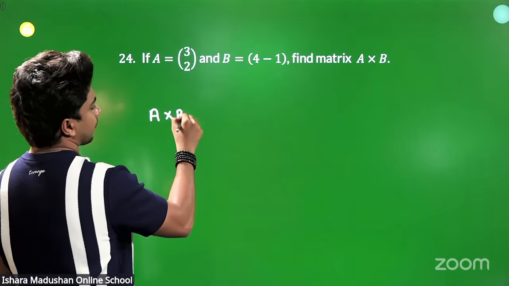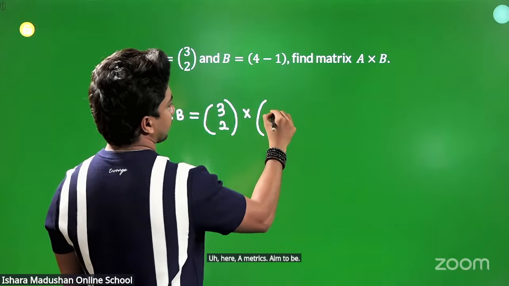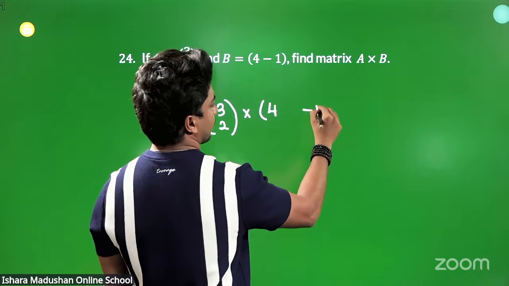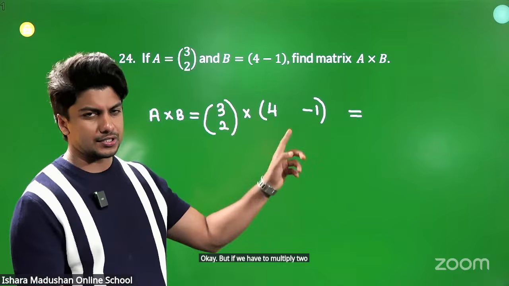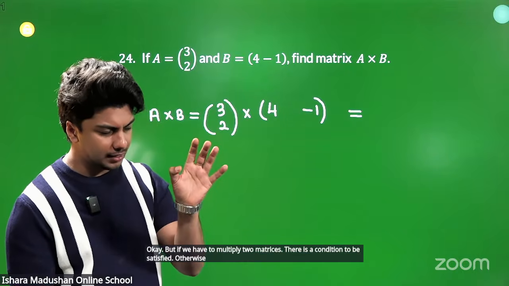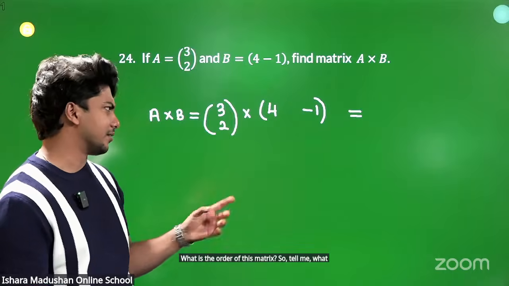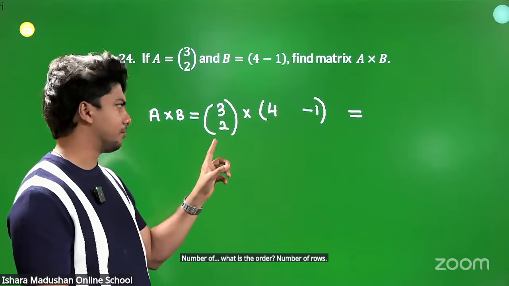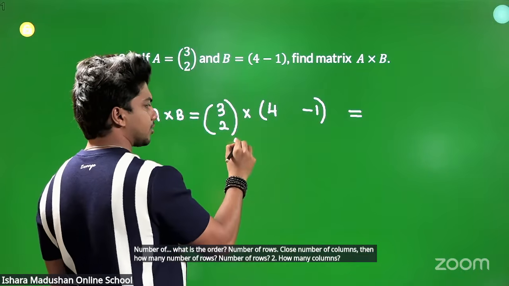Here, matrix A into B. But if we have to multiply two matrices, there is a condition to be satisfied. Otherwise, we can't multiply. What is the order of this matrix? Number of rows cross number of columns. Number of rows 2, columns 1. So this is a 2 by 1 matrix.